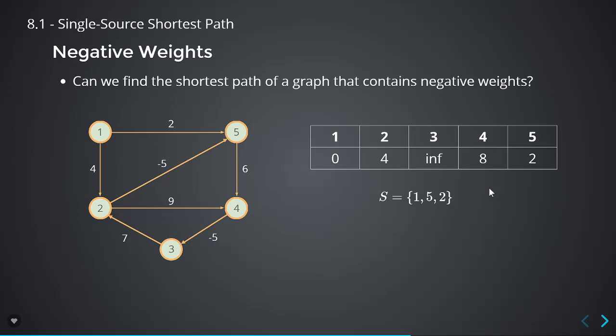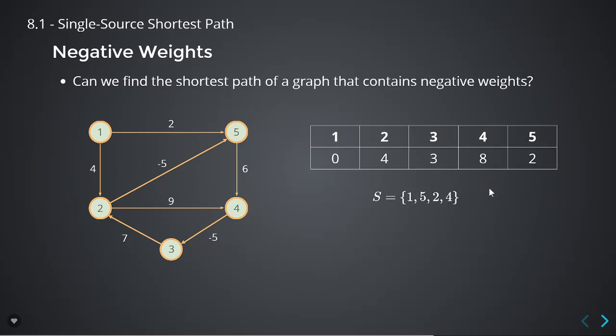And from 4, I can go to 3 at a cost of -5. So actually it cost me 8 minus 5 to get to 3. It'll cost me 3 to get to 3. So Dijkstra tells you that these are the shortest paths from 1 to every other vertex.